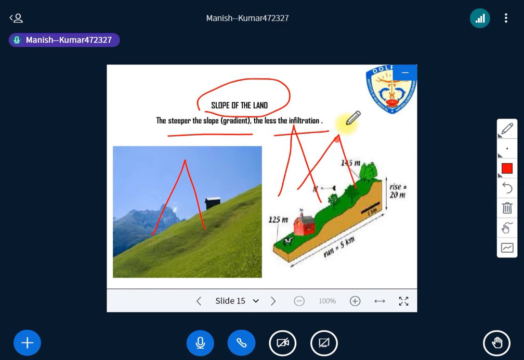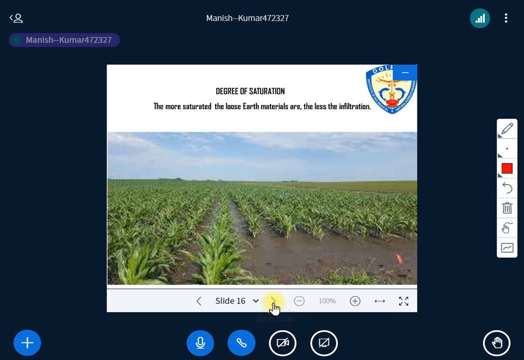But if there is a slope, then water has to flow. Water is not supposed to stop anywhere, it is not supposed to deposit itself in any place. So if there is no rest period, or no arrangement where water can deposit itself, there should be no infiltration at all. So the steeper the slope, the less the infiltration. If it is a more flat surface, you'll get more infiltration there.